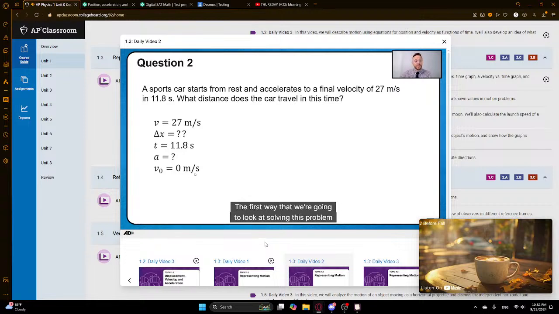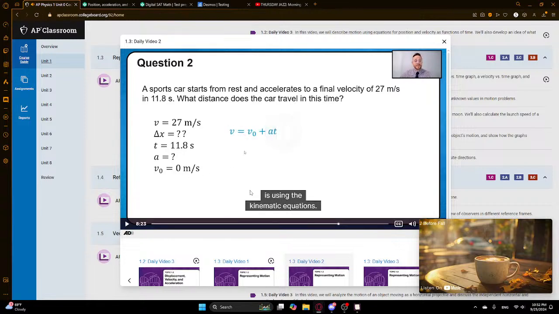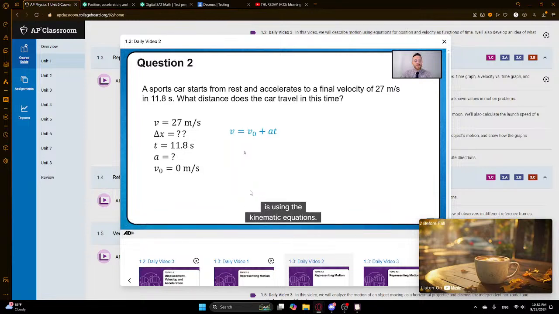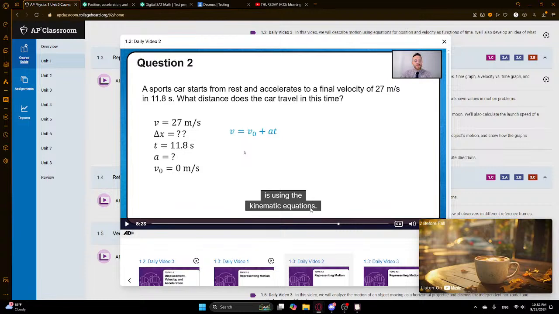The first way that we're going to look at solving this problem is using the kinematic equation. Why can't we just skip to the graph? I thought we all agreed that graph was easier. We'll start here. Do we even have everything to fill this out? 27 equals... No, because then we have to sub in A again. Oh, we do have that. Alright, never mind.